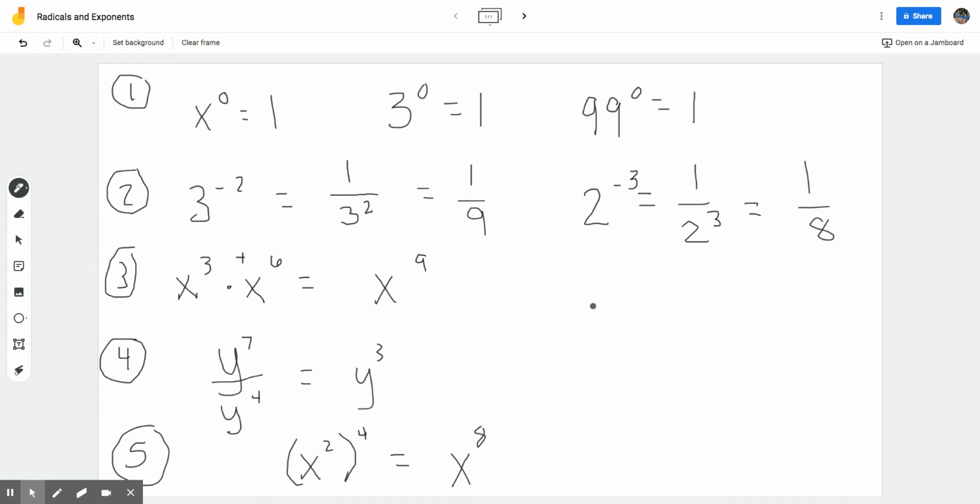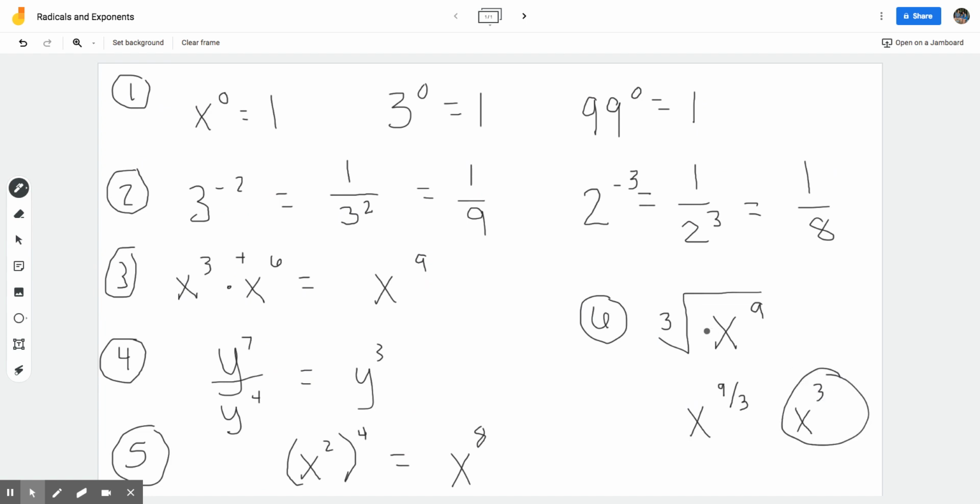The last one, which should be new, is called the power over root rule. That's if we have something like this: the cube root of x to the 9th power. We want to rewrite this as an exponent. The way we do that, we write it as a fractional exponent. We would say the power, which is 9, over the root, which is equal to 3. And then if we can simplify that, if it gives us a whole number answer, we would say x to the third, because 9 divided by 3 is 3. So that would be the exponent form of this.